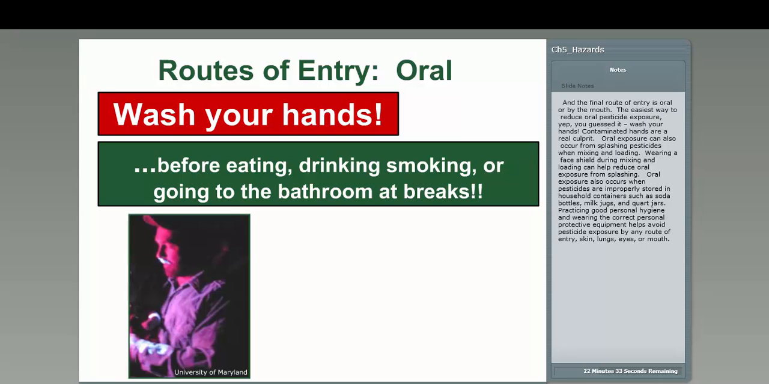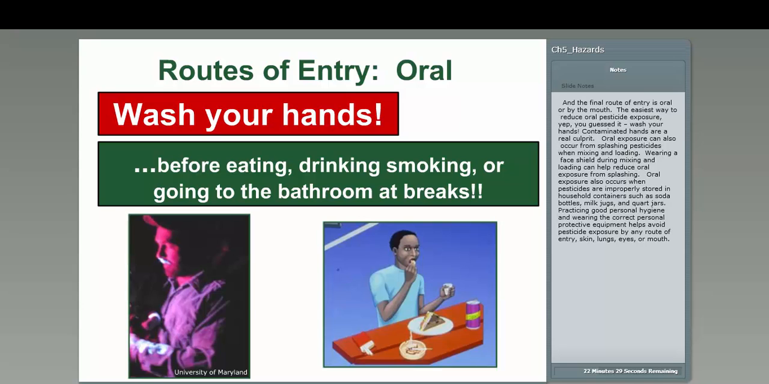Oral exposure also occurs when pesticides are improperly stored in household containers such as soda bottles, milk jugs, and quart jars. Practicing good personal hygiene and wearing the correct personal protective equipment helps avoid pesticide exposure by any route of entry: skin, lungs, eyes, or mouth.